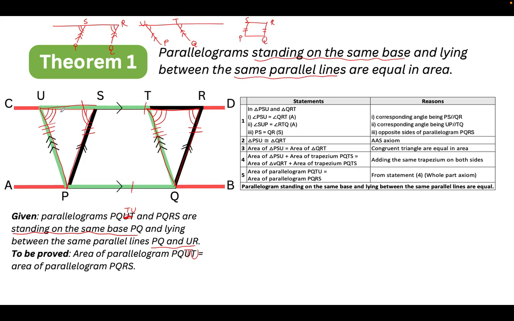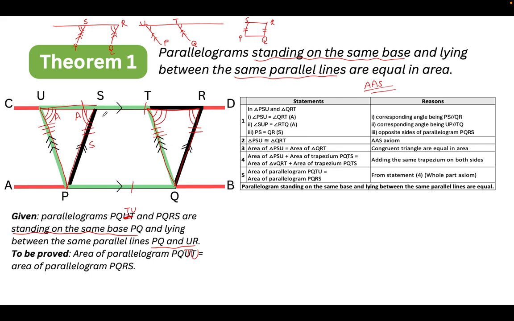So here this is an angle, and this is a side. So this is the AS axiom that we will write in the second line. So triangle PSU is congruent to triangle QRT because of the AS axiom. You might already know the concept of an axiom. If you don't know, please let me know, and I will explain it in a new video as well. The areas of congruent triangles are equal, so area of triangle PSU is equal to area of triangle QRT.